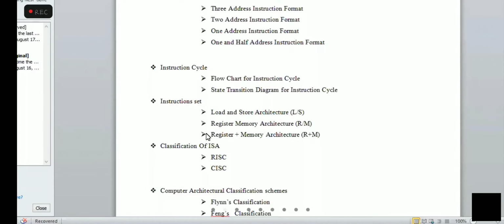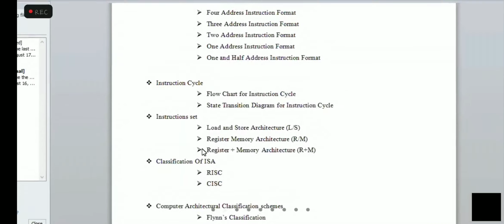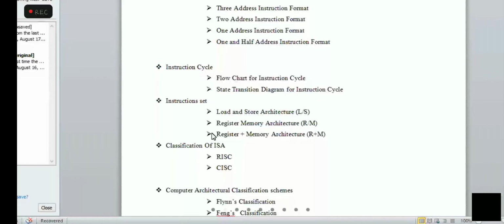Next one is instruction cycle. Basic introduction of instruction cycle, such as fetch, decode, and other parts. For instruction cycle, we will discuss the flow chart, how the instruction flows in an instruction cycle. And next one is through the state transition diagram, we will discuss instruction cycle also.